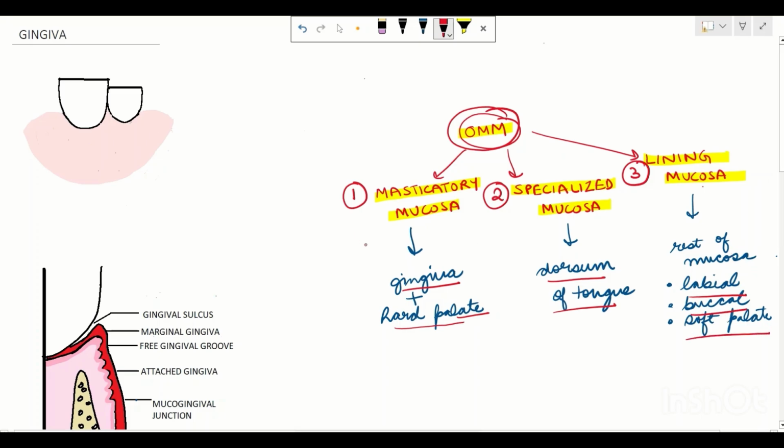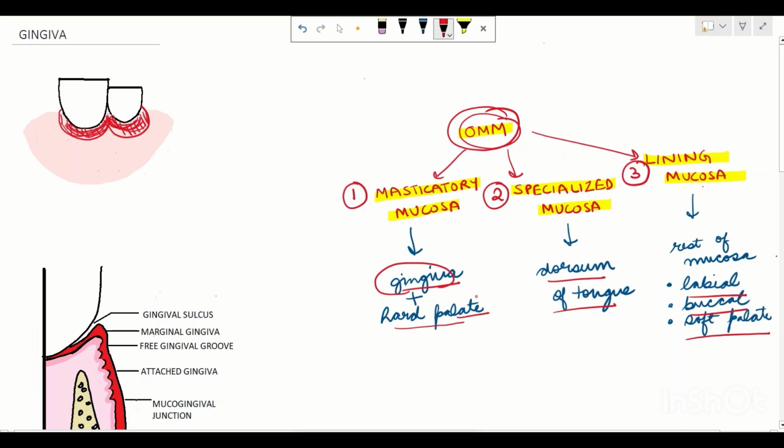Now we will be discussing gingiva in detail. So what is gingiva? Gingiva is basically the soft tissue which surrounds the neck of the tooth in a collar-like fashion. It is that part of the oral mucosa which covers the alveolar process of the jaws and surrounds the tooth in a collar-like fashion. As you can see in this diagram, the gingiva is surrounding the tooth in a collar-like fashion.